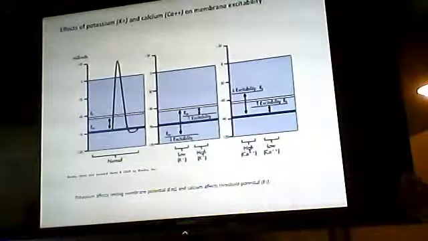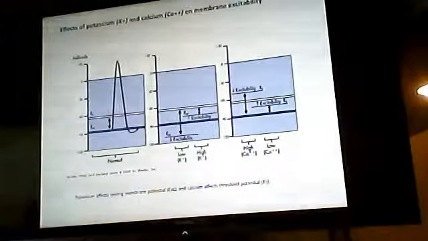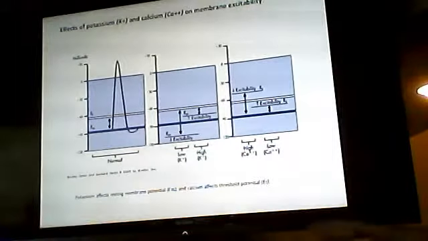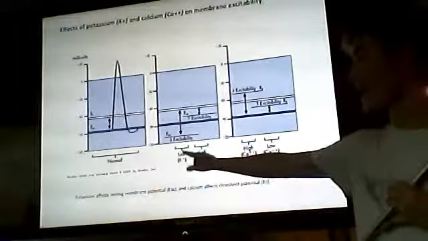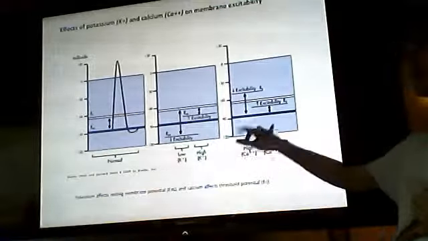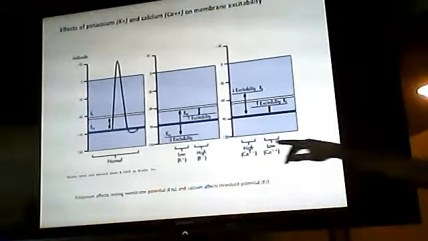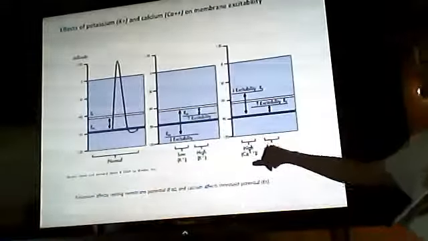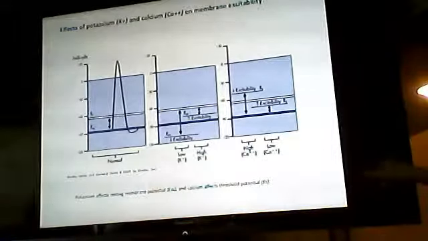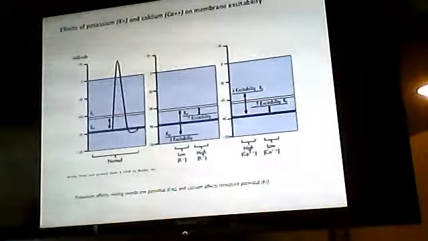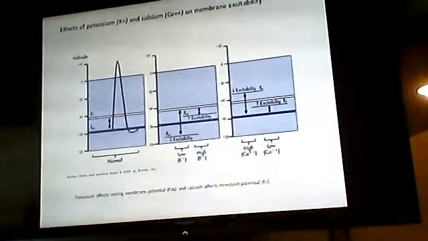But on the other hand, if we have low calcium, the threshold gets pulled down. It's closer to resting membrane potential, so it's easier to get excited. So if we have low potassium or high calcium, those two relate to less excitability. And if we have high potassium with low calcium, then that's increased excitability. It's easier to hit the threshold. Okay, threshold and resting membrane potential are closer.